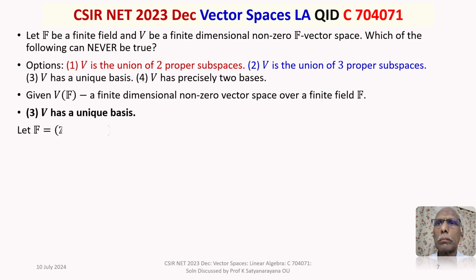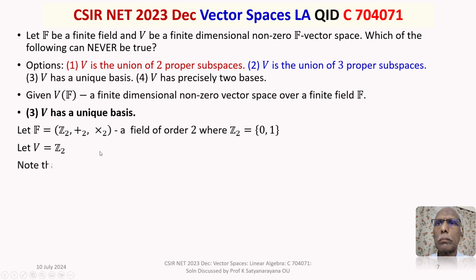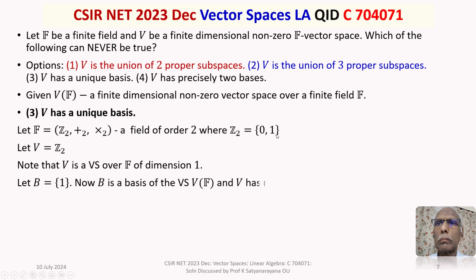Take F to be the finite field with two elements. Now consider F over F, which is always a vector space of dimension 1. So let V be Z2. So V is a vector space over F, that means F is a vector space over F of dimension 1. And B is equal to the singleton set consisting of one element.